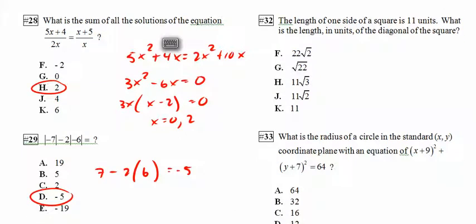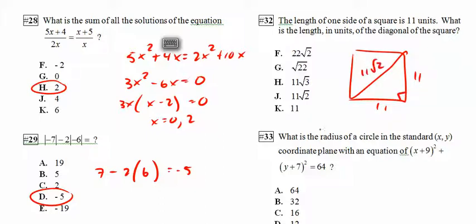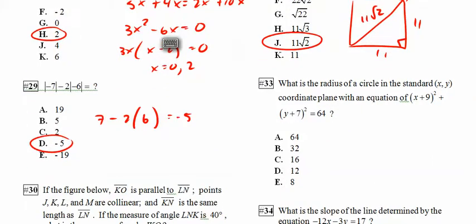32. The length of one side of a square is 11 units. What's the length in units of the diagonal? This is a 45-45-90 triangle. That's 11 root 2. And you're done just that fast.